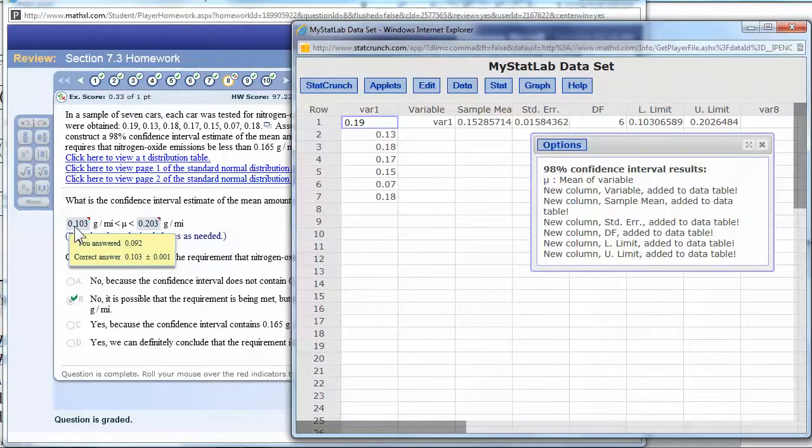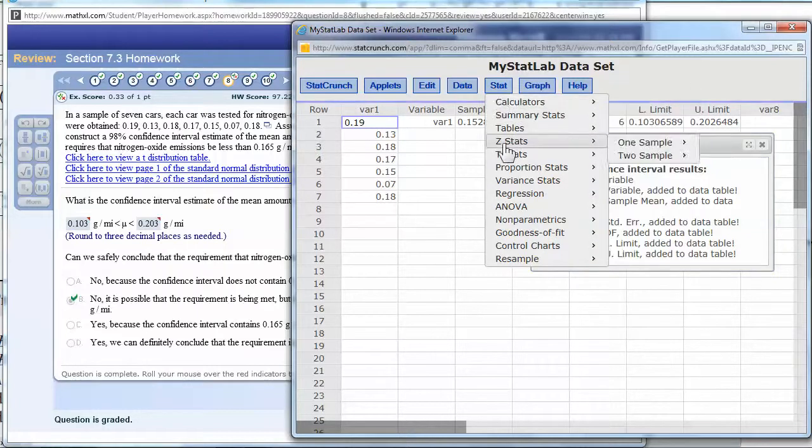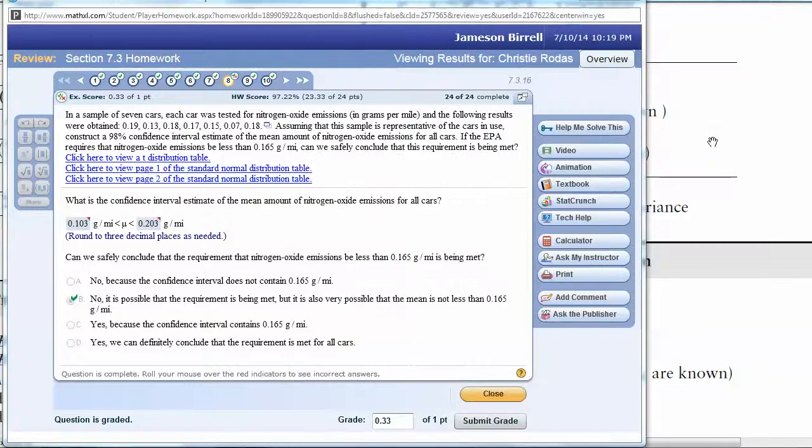We put 0.92, 92 thousandths, and 18 hundredths. I'm going to make a guess and assume that we use the wrong distribution. So let's say we use the z-stats, one sample with data, run it.